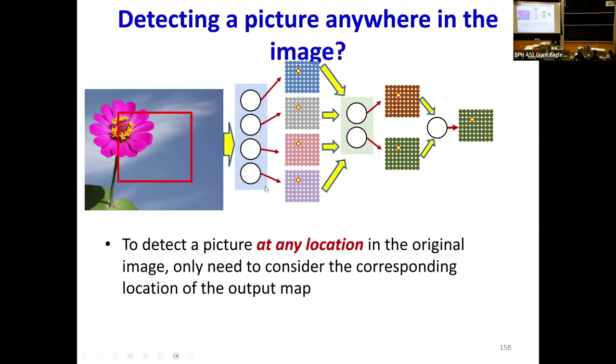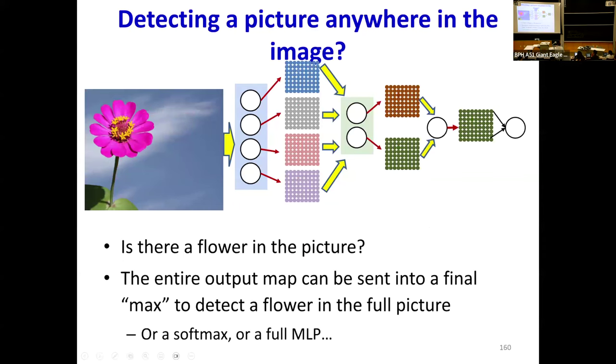And if in the act of scanning, we arrange the outputs in the same pattern as the input itself, then the outputs of the individual neurons are effectively just maps of the input. And so you could just go to the corresponding location to detect if there was a flower there or not. Make sense? Right, okay. And of course, I can put the entire collection through a softmax to decide if there was a flower in the entire picture.